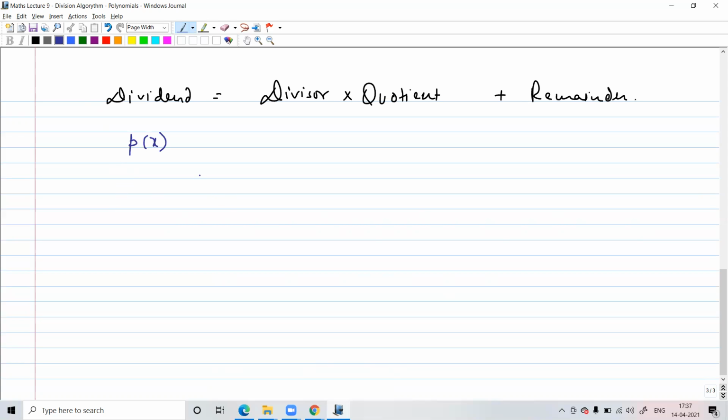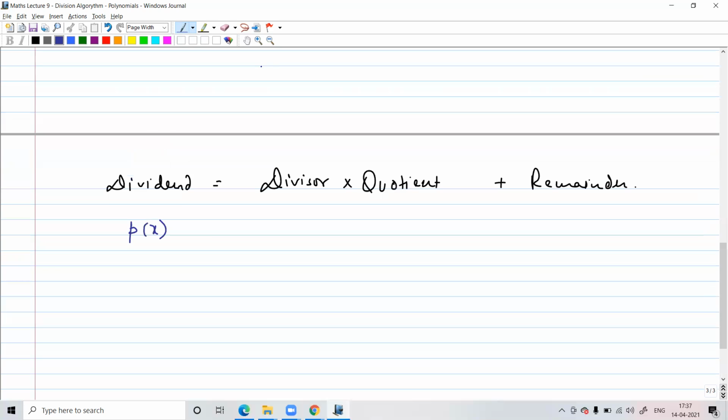So P(x) is our polynomial, which we are dividing with some divisor. So let me write that over here. Let's say I'm doing a division of P of x with some polynomial. We are doing a division of a polynomial with some other polynomial. So let's name that as g of x.